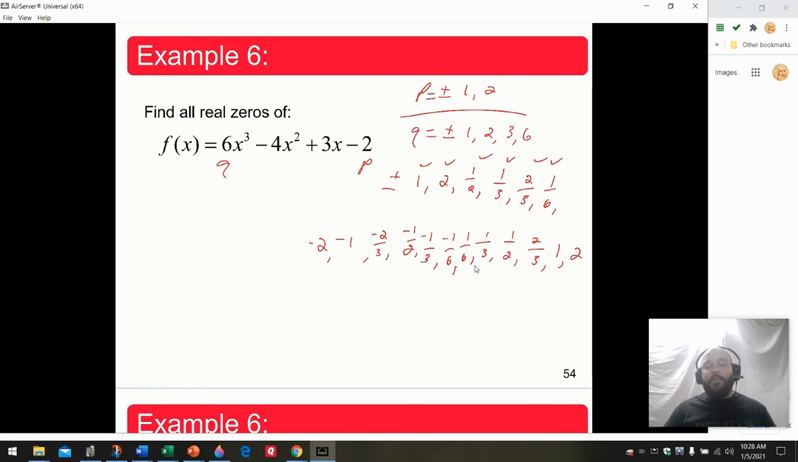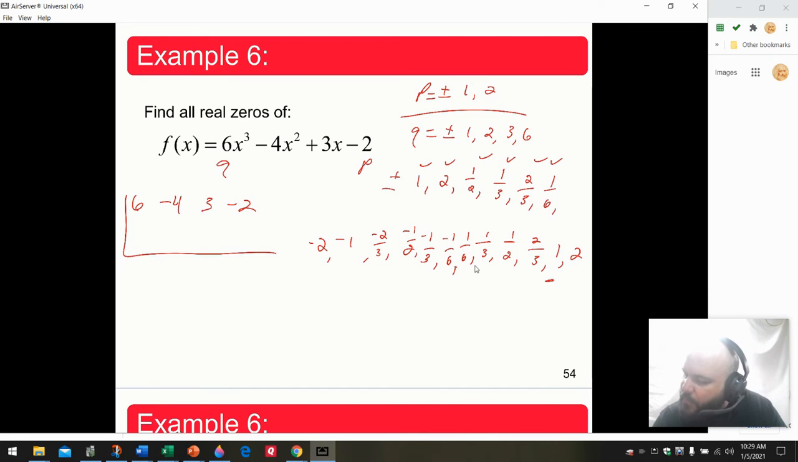So there's a lot of numbers, and there's a lot of fractions, not really fun to mess with. So we want to find all the zeros of this. Now remember, this is a cube, so if we can find one of the numbers that works, then we could just factor the rest of it. So the easiest number to start with would be, let's try 1. So I'm going to do synthetic division with 1. So I have a 6, a negative 4, a 3, and a negative 2. And I'm going to put a 1 right there.